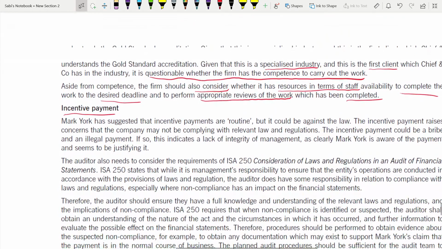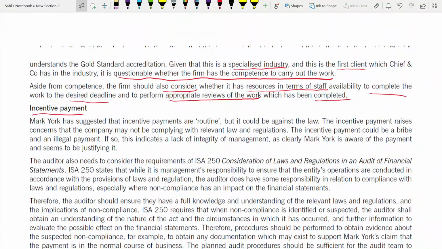Next, we are going to the incentive payment. Mark York has suggested that incentive payments are routine. You are talking both in terms of ethical issues and other audit planning implications. Okay. First, let us talk from the ethical perspective. It's routine, but it could be against the law. So the incentive payment raises concerns that the company may not be complying with the relevant laws and regulations. The incentive payment could be a bribe and an illegal payment. Make sure that you use these words, okay? Bribe, illegal payment, and all.